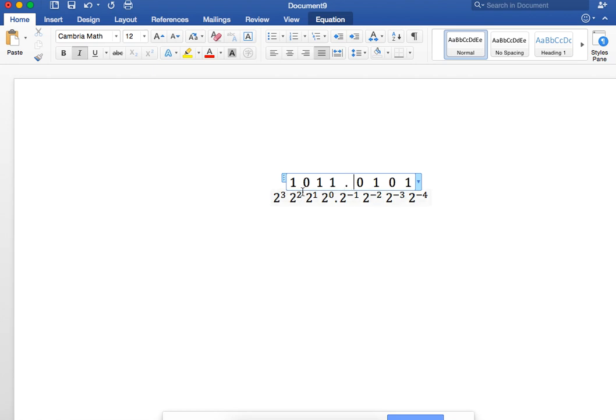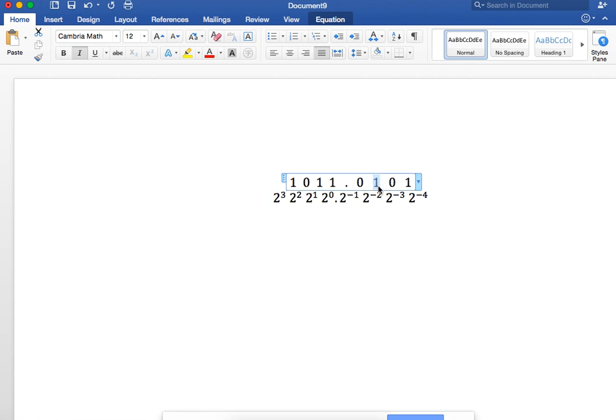Basically, this one is 2 to the 0 power. Since it's 1, I do have a 2 to the 0 power, which is 1. Then this one is 2 to the 1 power, so I do have a 2 to the 1 power. This is 0, so that means I do not have 2 to the 2 power. This one is 1, that means I do have a 2 to the third power. Then this one is 0, so I do not have a 2 to the negative 1 power.